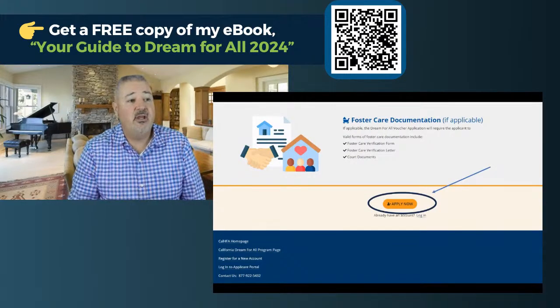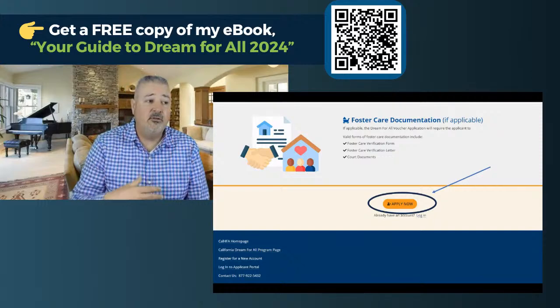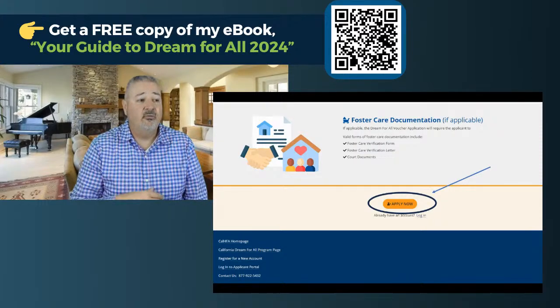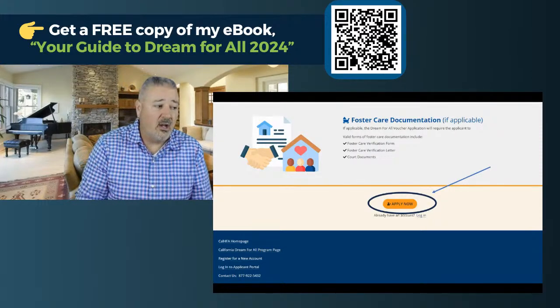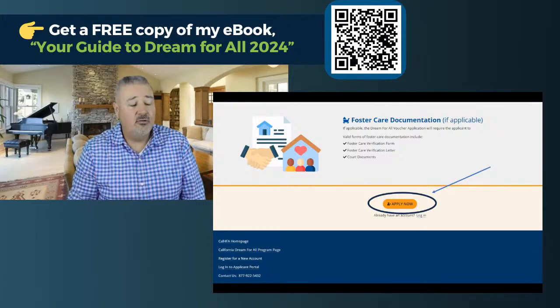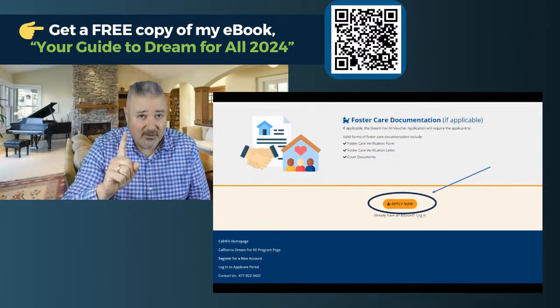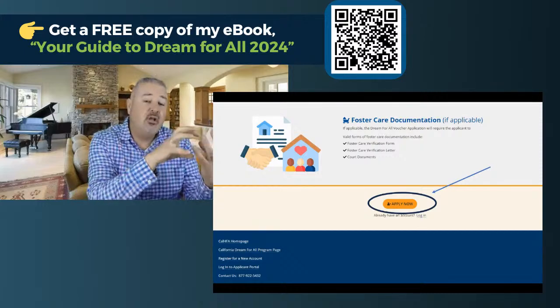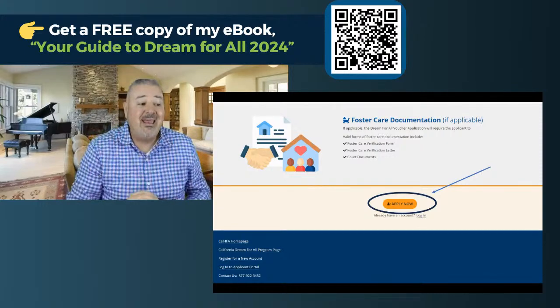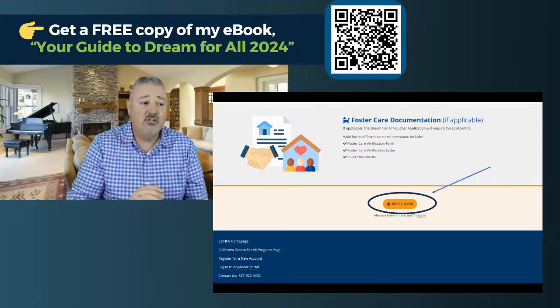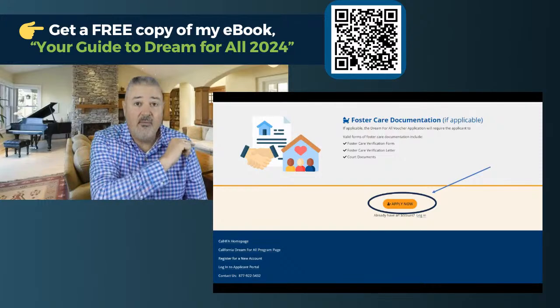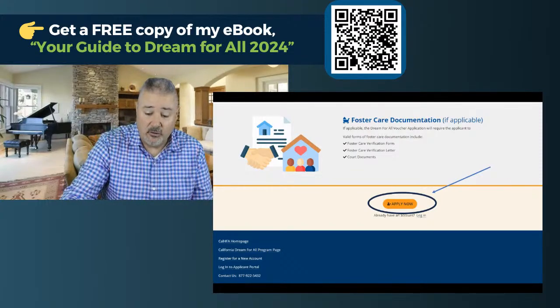And then foster care documentation, if applicable: your foster care verification letter or verification form, or your court documents. And down at the bottom, it's got a link to the apply now button as well. You only need to apply now once. Apply now is how you get your login credentials. And then once you have the login credentials, you use the login button in every subsequent visit to the page.